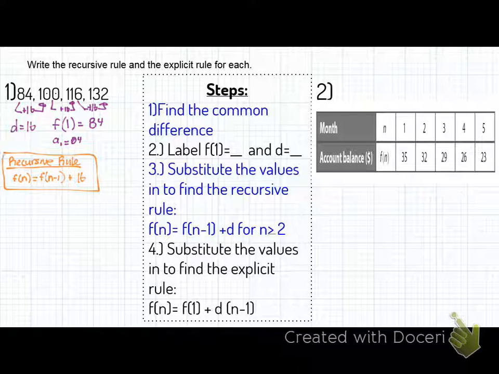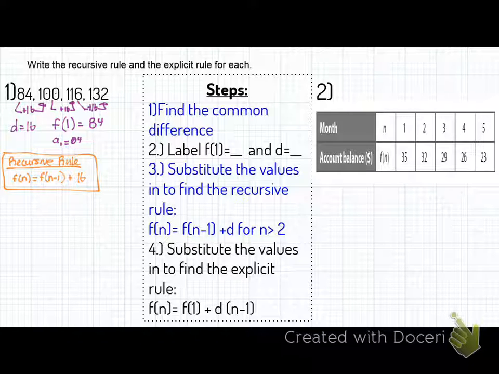And what does that mean? It just means I can go to any number and add 16 and find the next number. So, for example, we know the fourth number is 132. What's the fifth number then? How would you figure that out? Well, you take the fourth number, 132, and add 16, which is 148. That's what the recursive rule is. We're thinking recursively. Where were we? What's the next number? Okay?